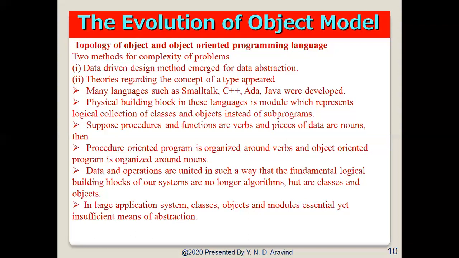Suppose procedures and functions are verbs and pieces of data are nouns. Then a procedure-oriented program is organized around the verbs, and an object-oriented program is organized around the nouns. So here data and operations are united in such a way that the fundamental logical building blocks of our system are no longer algorithms but are classes and objects. In large application systems, classes, objects and modules are essential yet insufficient means of abstraction.